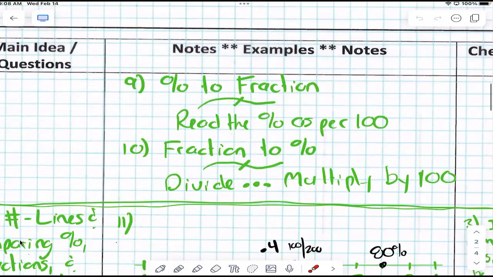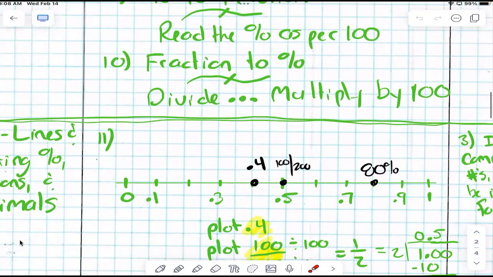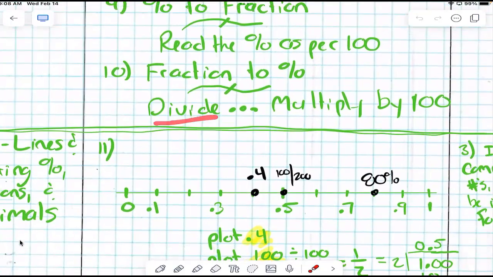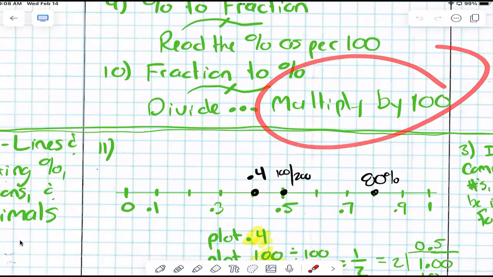I'm losing some of you. We need everyone involved here again. Percent to fraction. How do you go from a percent to a fraction? 3% is 3 per 100. So per 100, what's per mean? Okay. And fraction to percent, what's the process? Divide and multiply by 100.